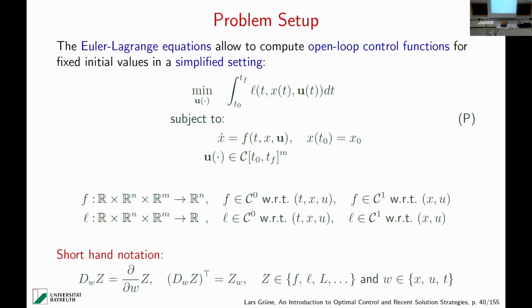So we have an initial value fixed. We want to compute one optimal trajectory. We want to compute this control U. And the simplified setting here is that there are no constraints except for the ordinary differential equation itself, and that we look at controls which are continuous functions.